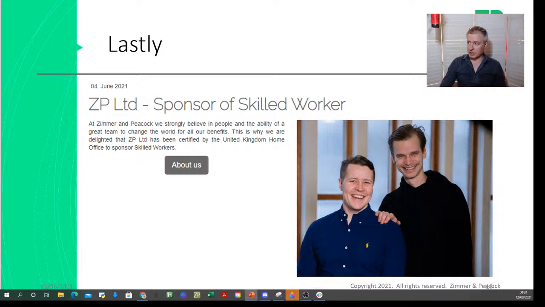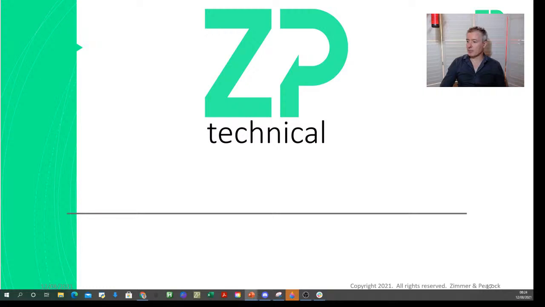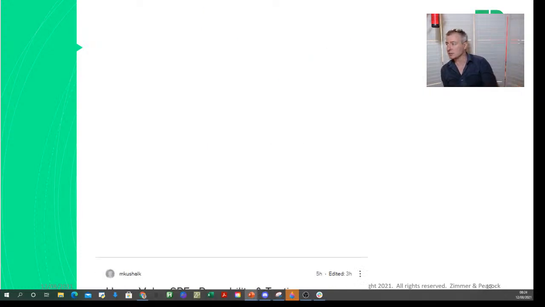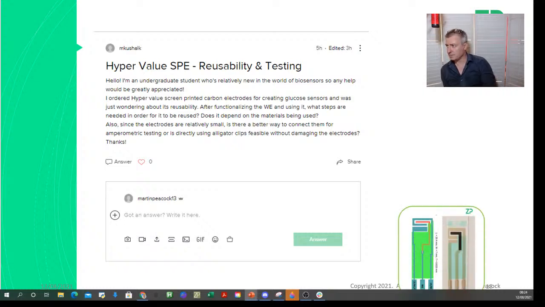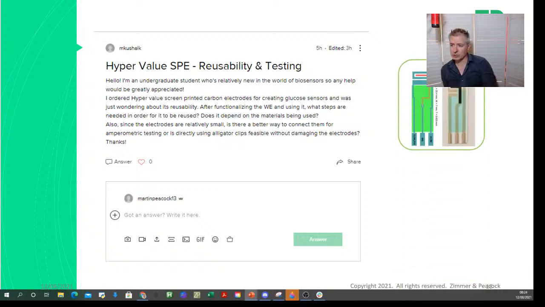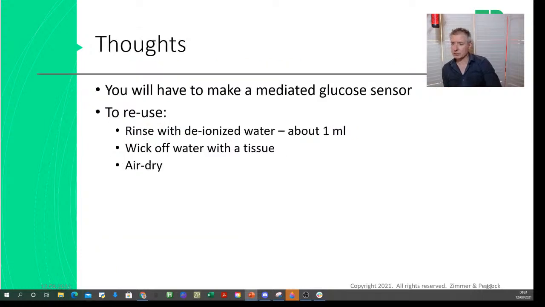Now, this has been a bit heavy on the job front, but we did have a technical question that came in overnight. So I just want to address it very quickly, and I'm sorry I'm going to do it very quickly. A gentleman has ordered some hyper value electrodes that look like this. He wants to turn them into glucose sensors. I'm afraid this only came in about 5 hours ago, so I've only had a brief look at it.